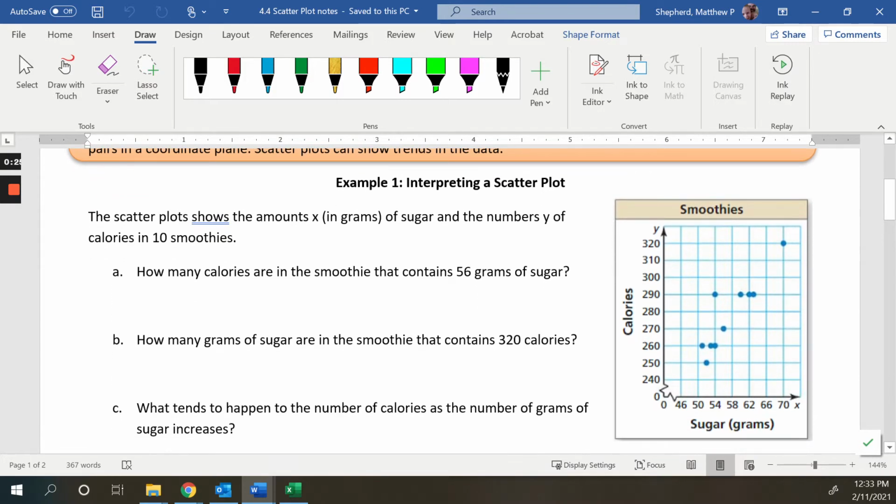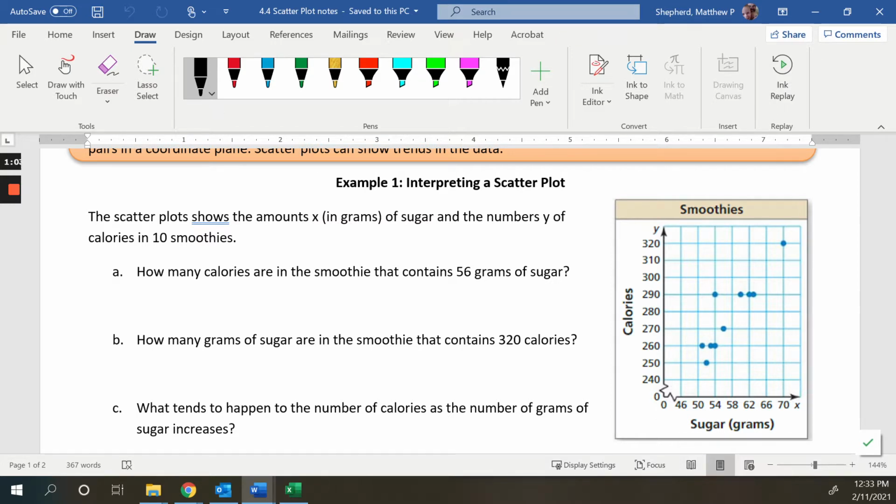So over here to the right is an example of a scatter plot. The scatter plot to the right shows the amount in grams of sugar and the number of calories in 10 smoothies. So the amount of sugar is x and the calories are y. Now notice what's happening. Hopefully this isn't news to any of you. The more sugar there is in the smoothie, the more calories there are going to be as well.